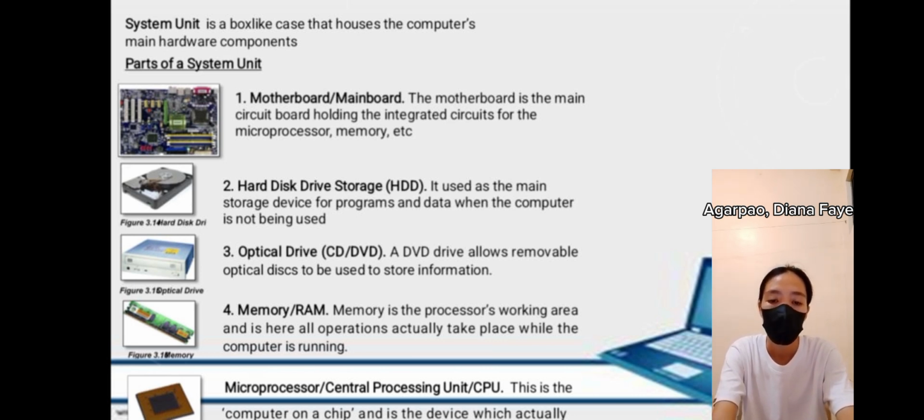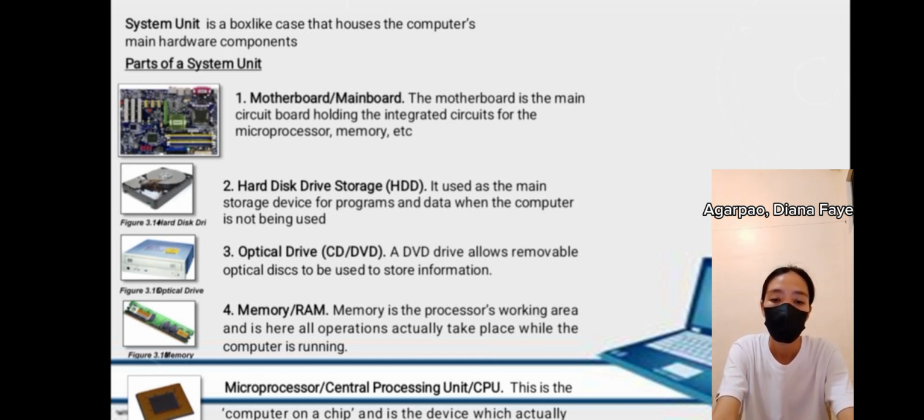Number 4, memory or RAM. Memory is the processor's working area, and it is here that all operations actually take place while the computer is running. Memory is also called random access memory and consists of small memory chips which fit into slots on the motherboard.